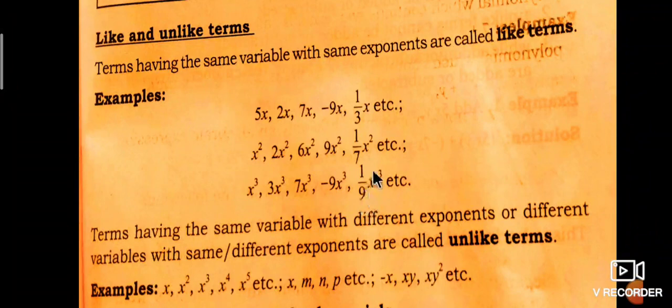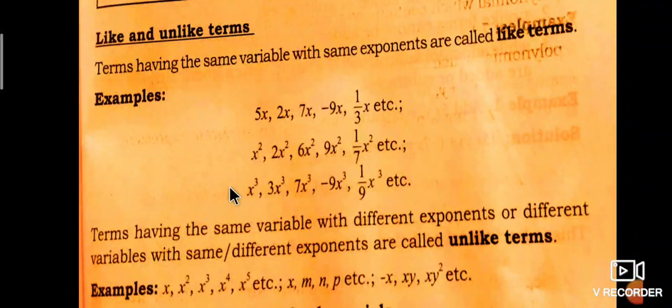Dear students, the third example: x cube, 3x cube, 7x cube, minus 9x cube, 1 by 3x cube, etc. Observe, in all of these, x is the variable and the exponent is 3. Therefore, these are all called like terms.